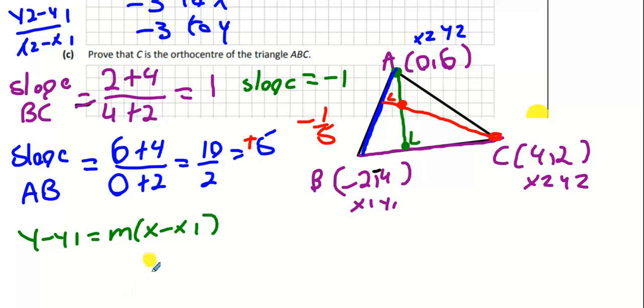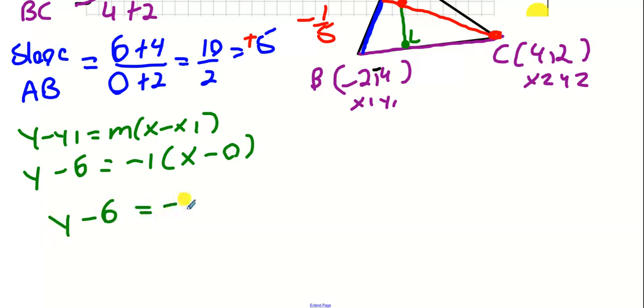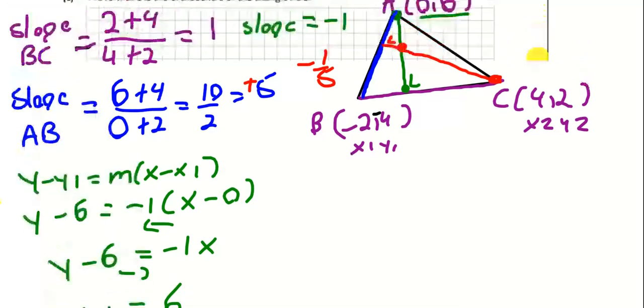Okay, so we're after the green line first. The green line goes through the point (0, 6). (0, 6) is x1 and y1 because the green line goes through A. So it's going to be y minus 6 equals the slope, the green slope, which is minus 1, times x minus x1, which is minus 0. Then it's going to be y minus 6 equals minus 1x. Going to bring the x to the left and the y to the right because we're going to solve a simultaneous equation in a minute. And that is the equation of the green line.